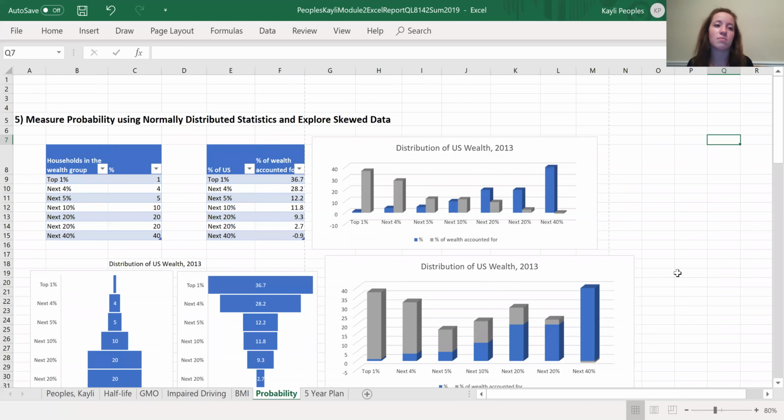And then let's go to the probability, which is the last one for the video. This is measuring probability using normally distributed statistics and exploring skewed data. Just looking at the graphs, distribution looks unfair because the top 1% accounts for 36.7% of the nation's wealth, while the bottom 40% only account for negative 0.09%. So it's not even a full percent, which is really kind of tragic.